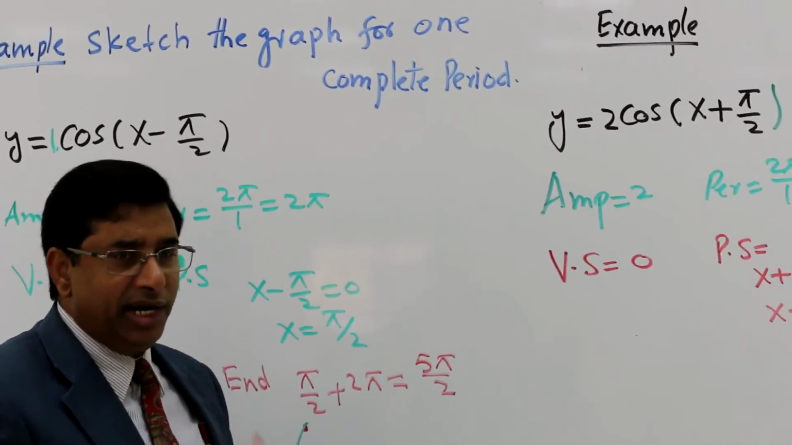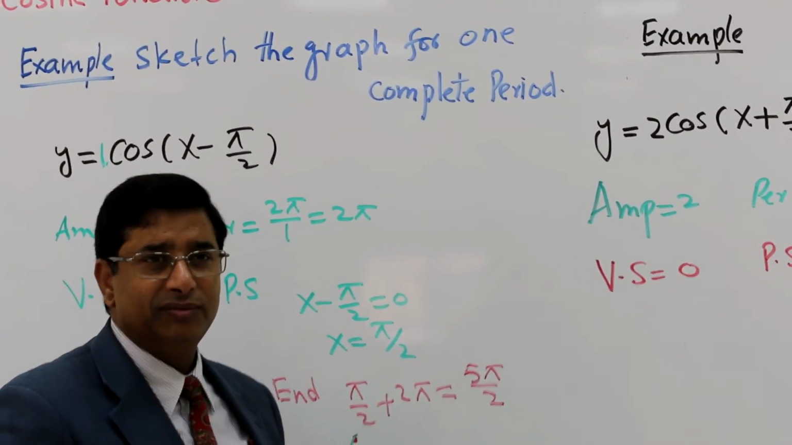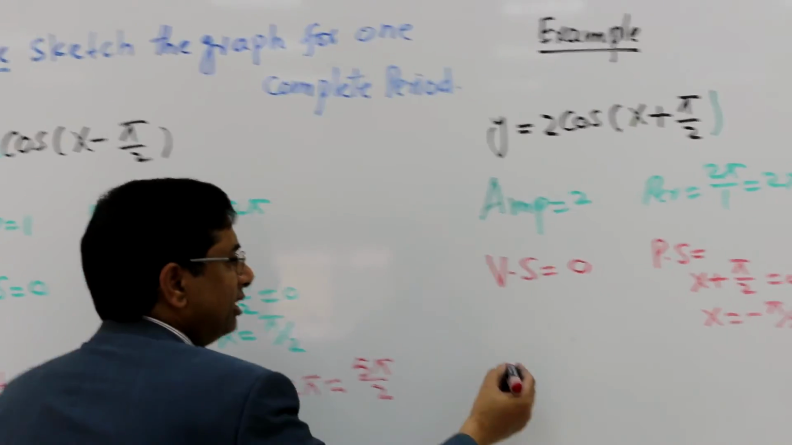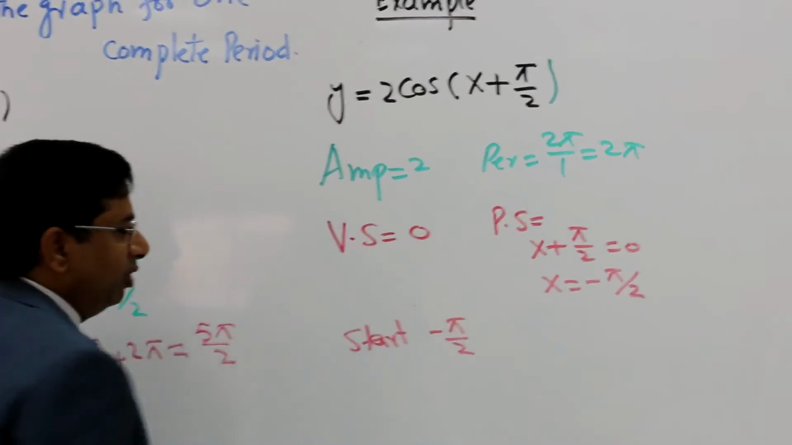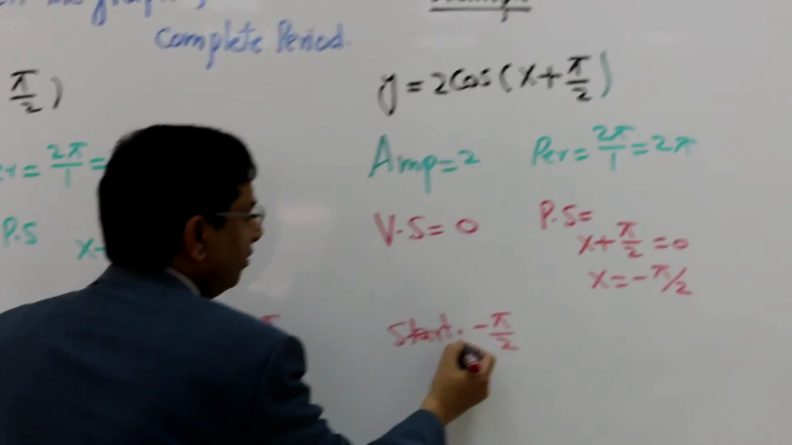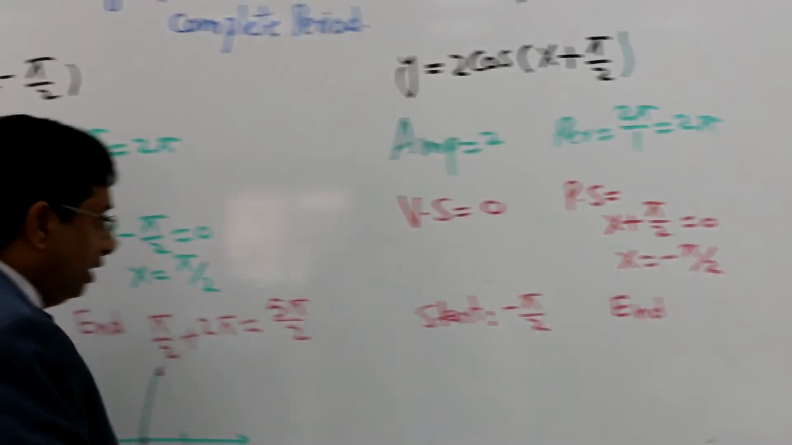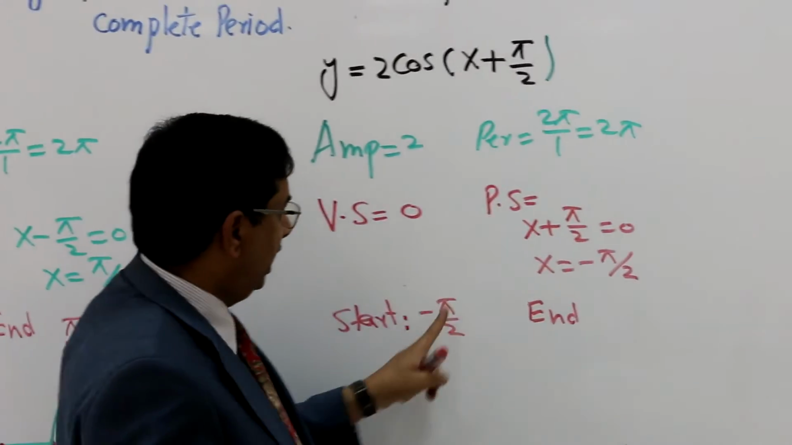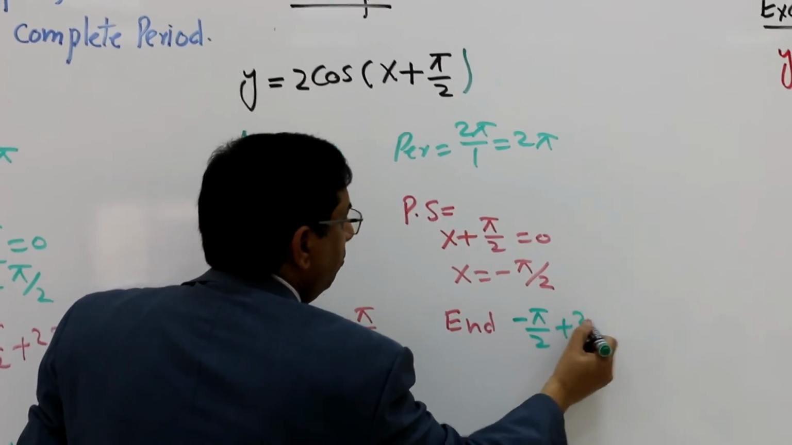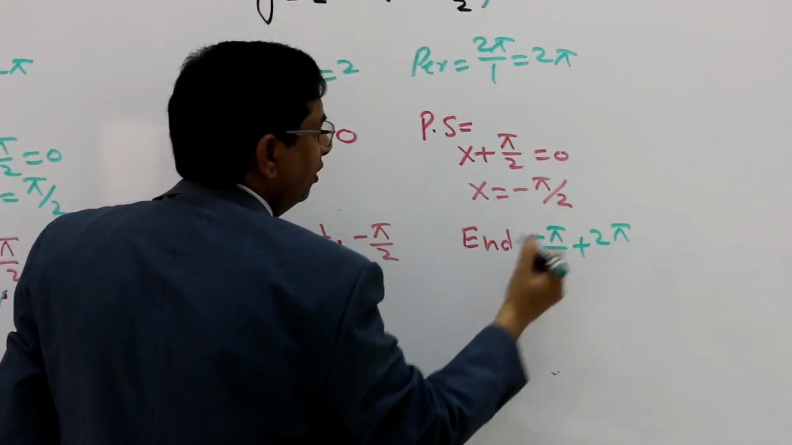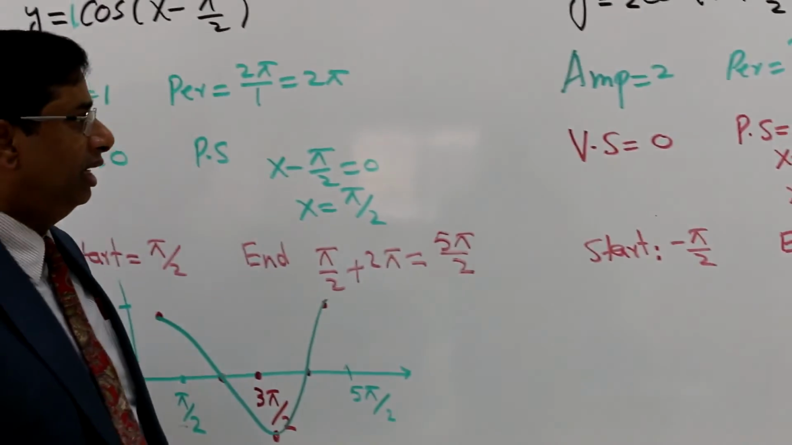So we need the starting point and ending point. What is the starting point in this question? Negative pi over 2 is the starting point. This is the start of this graph. And the end is, this period we add to this one. Negative pi over 2 plus 2 pi gives you 3 pi over 2. This is the end of your graph.